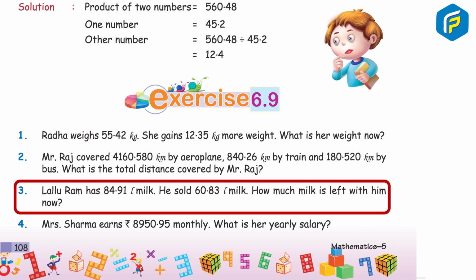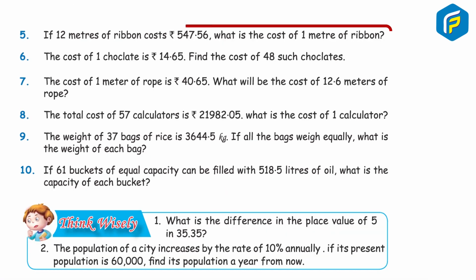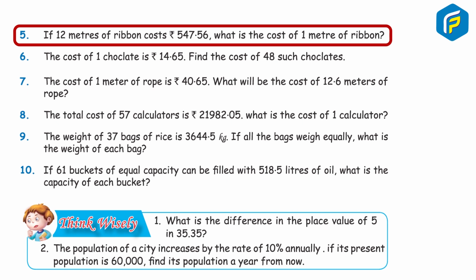Question 3. Lalu Ram has 84.91 liter milk. He sold 60.83 liter milk. How much milk is left with him now? Question 4. Mrs. Sharma earns rupees 8,950.95 monthly. What is her annual salary? Question 5. If 12 meter of ribbon costs rupees 547.56, what is the cost of 1 meter of ribbon?